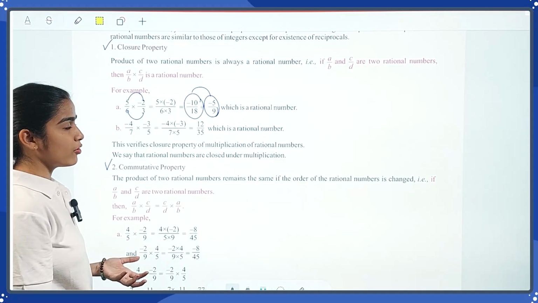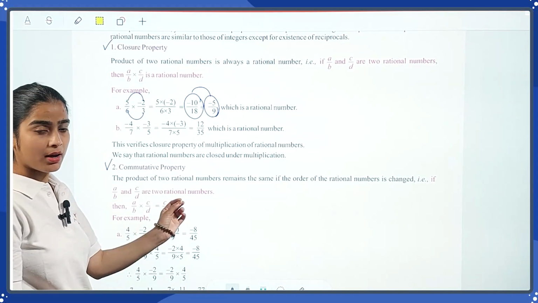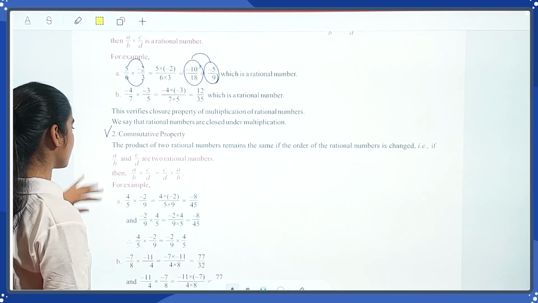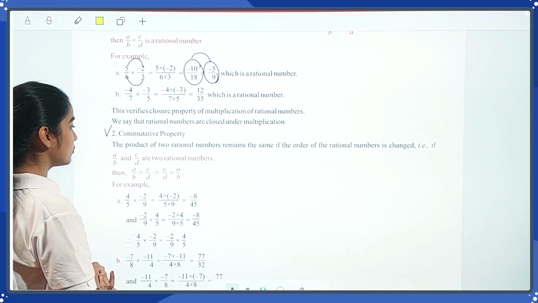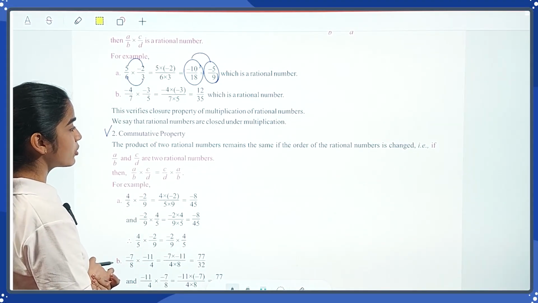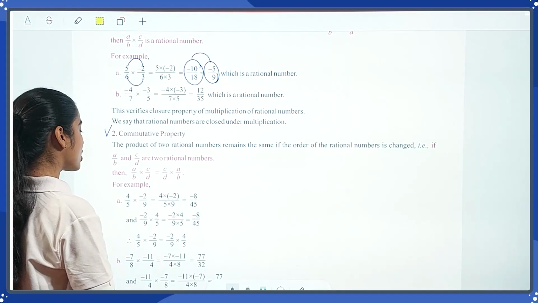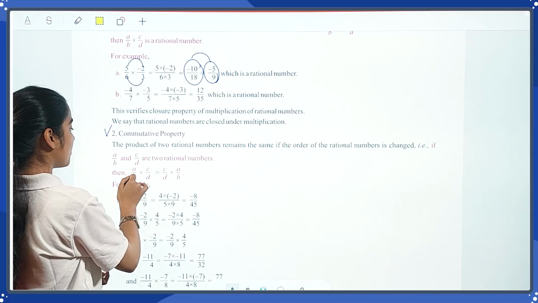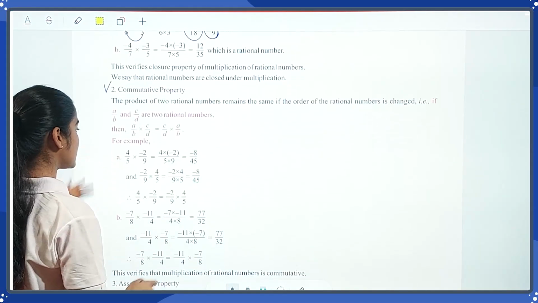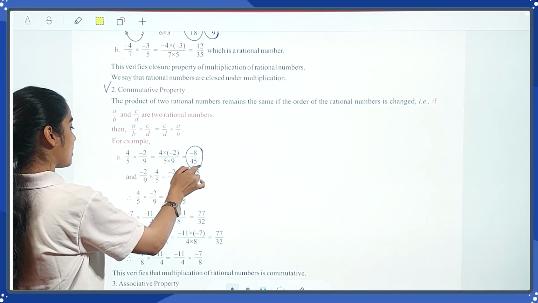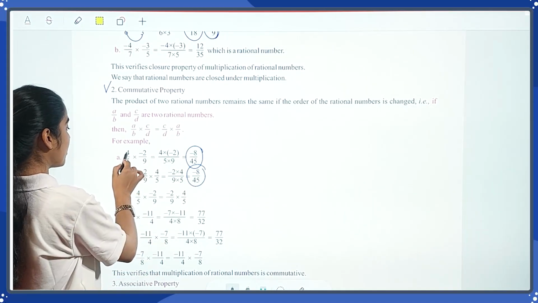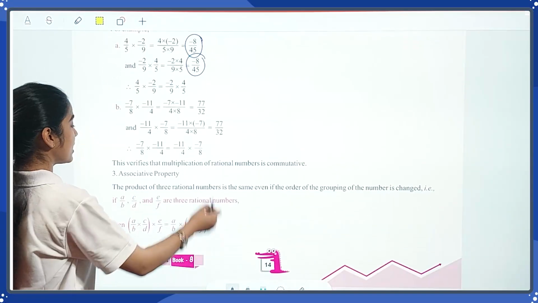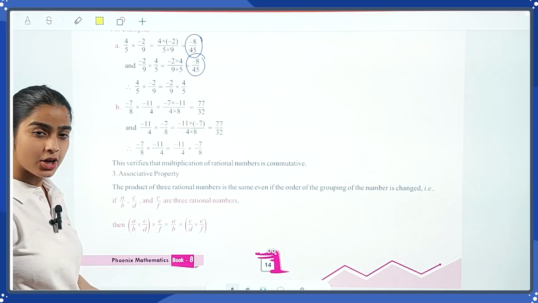The properties we followed for the addition of rational numbers also apply here. The product of two rational numbers remains the same if the order of the rational numbers is changed. If a by b and c by d are two rational numbers, then the product remains the same when the order is changed. Minus 8 by 45 and minus 8 by 45, while multiplying 4 by minus 2 and 5 multiplied by 9. This verifies that multiplication of rational numbers is commutative.